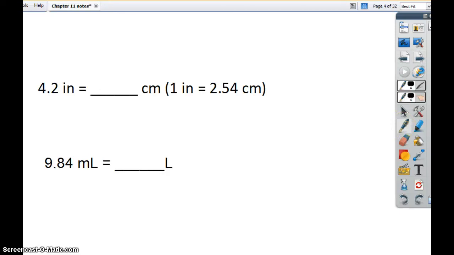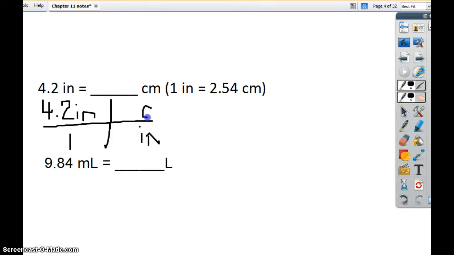So we want to go from 4.2 inches to centimeters. So the given is 4.2 inches, and you're going to write that over 1. So now we're in inches up here, and we want to get rid of the inches. So we're going to put the inches down on the bottom, and then we need to get into centimeters, so that's going to be on top. That way the inches will cancel each other out.